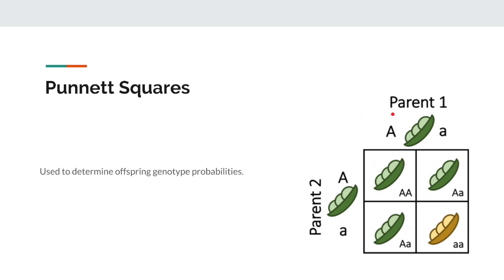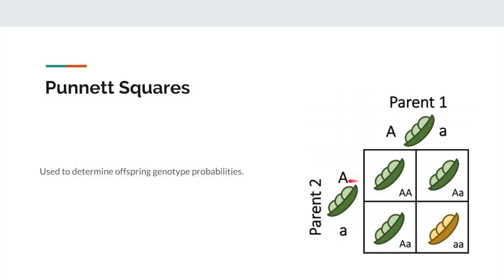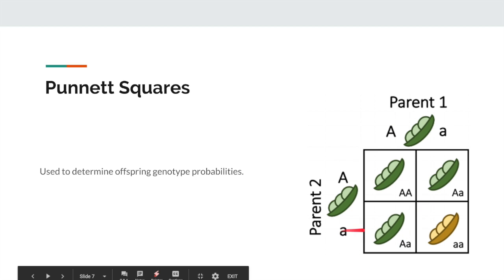So for each parent, we would put the big A here and the little a there. And then we make a little square underneath and beside them. And now we just go across. So we have a big A from here and a big A from here, and we get two big A's for this one. Now let's go over here. So we have a little a here and a big A from here. We get a big A and a little a. Down here, same thing, big A, little a, we get a big A and a little a. And then for the last one, we have two small a's, one from each parent. And this is the only one that we get the yellow phenotype, because we have two recessive alleles.